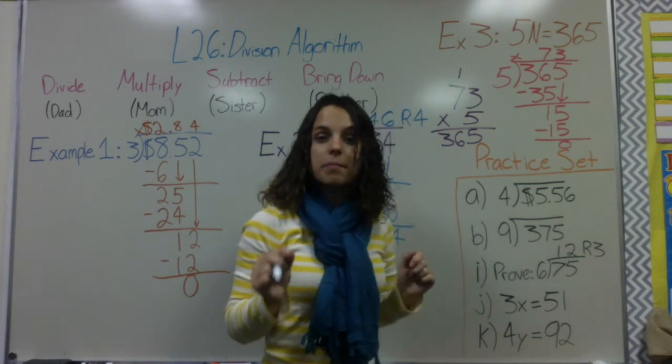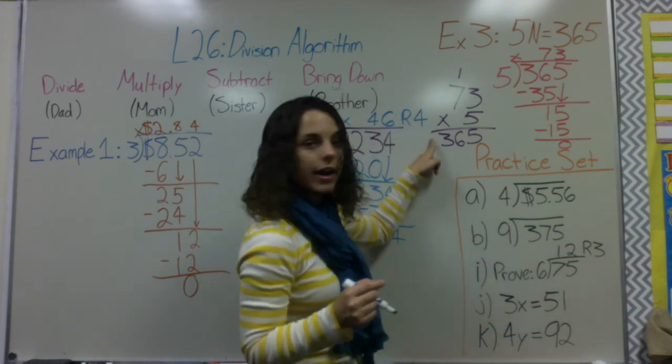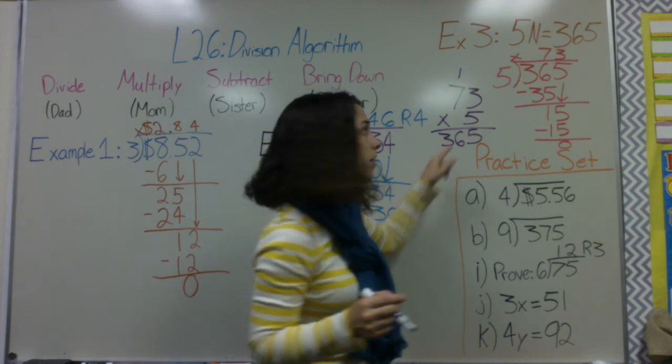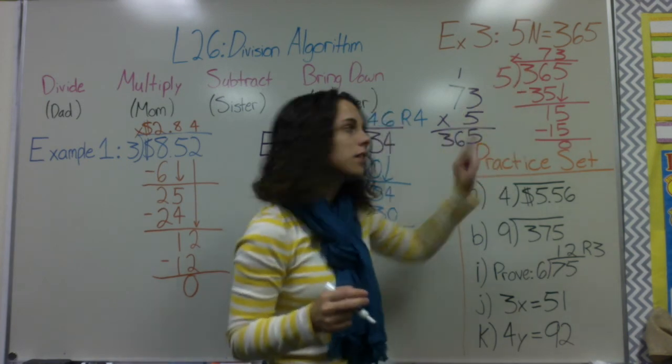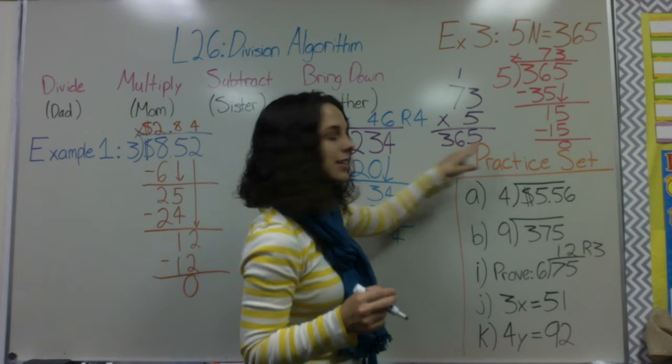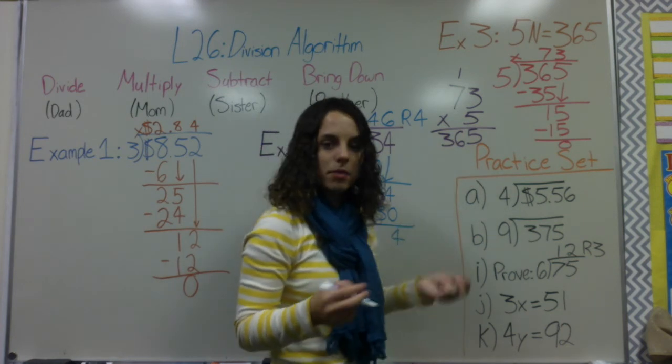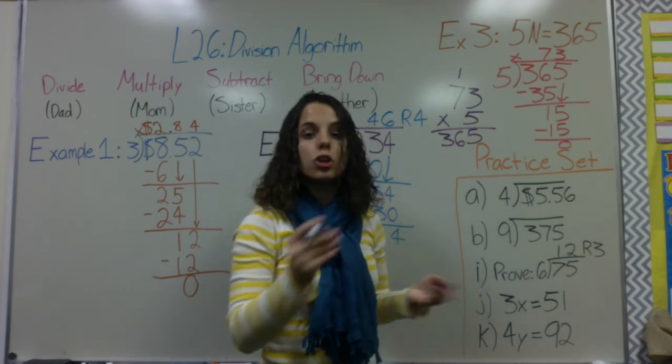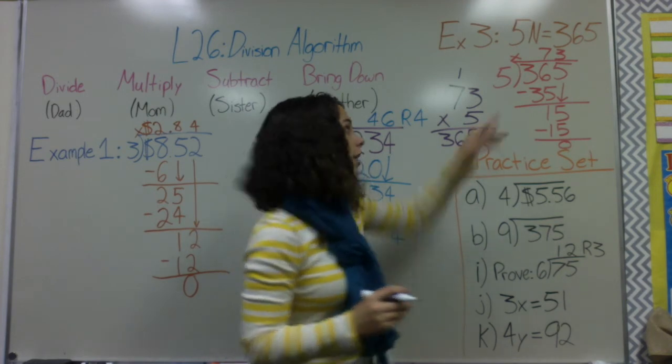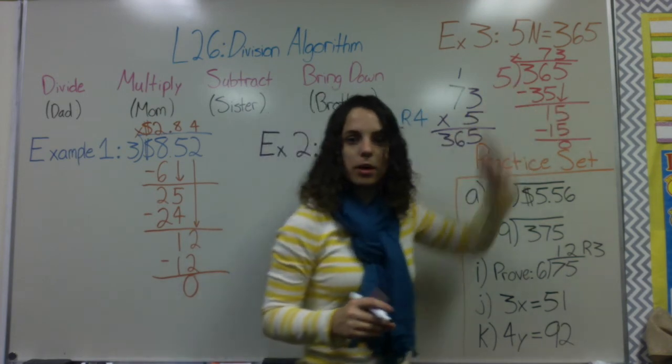Now, if I were to have a remainder, I would add it on after I multiply. So if I had like remainder 2, then I would do 365 plus 2 as my remainder. That's if I had a remainder, you add it on afterwards to get your dividend, the final number.